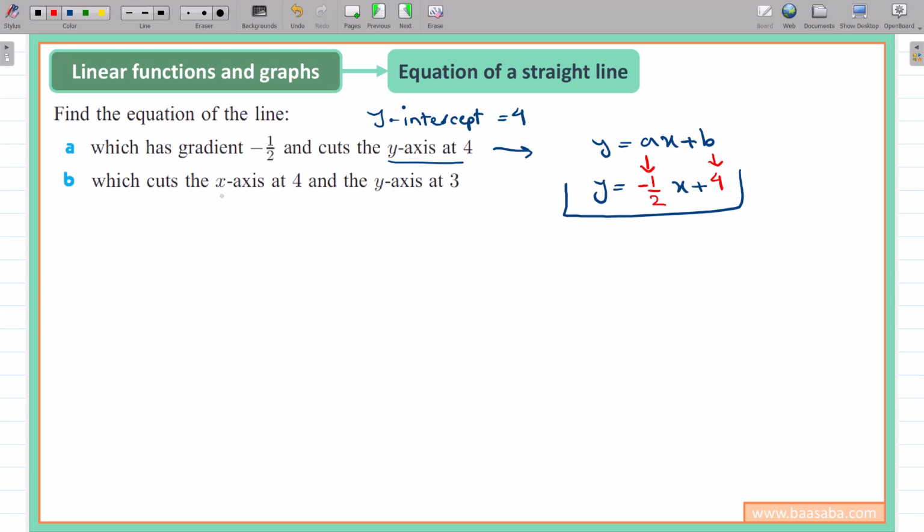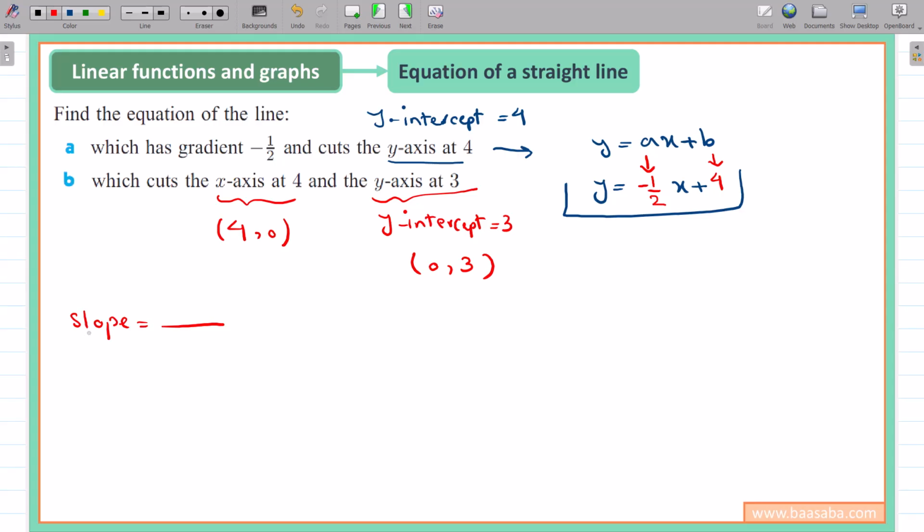Of the line which cuts the x-axis at 4 and the y-axis at 3. So here again, it means y-intercept, which is 3. But we have another point. When a point is located on x-axis, it means that the y-coordinate of this point is 0. So this point is 4 and 0. We have 2 points here. When we have the y-intercept, it means the point is 0 and 3, the x is 0. So we have 2 points here. We can find out the slope of the line, then use either of the ways that we had for finding out the equation of a line.